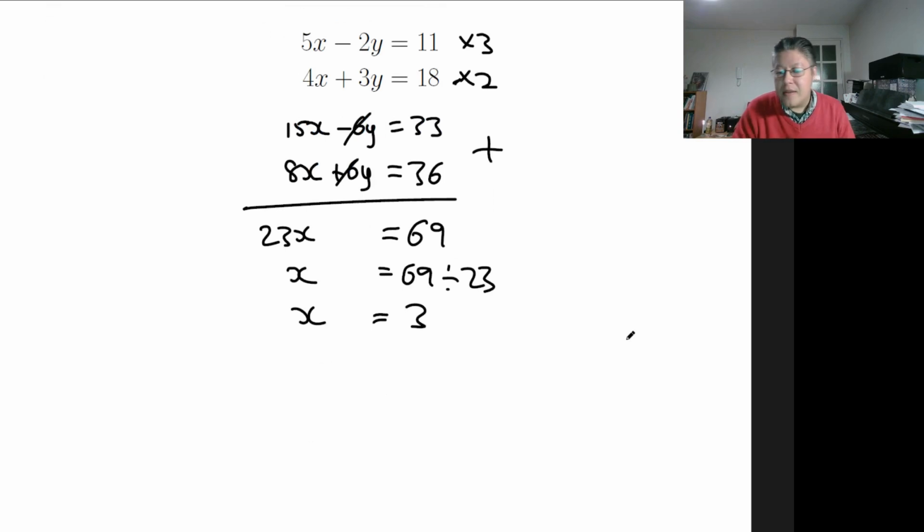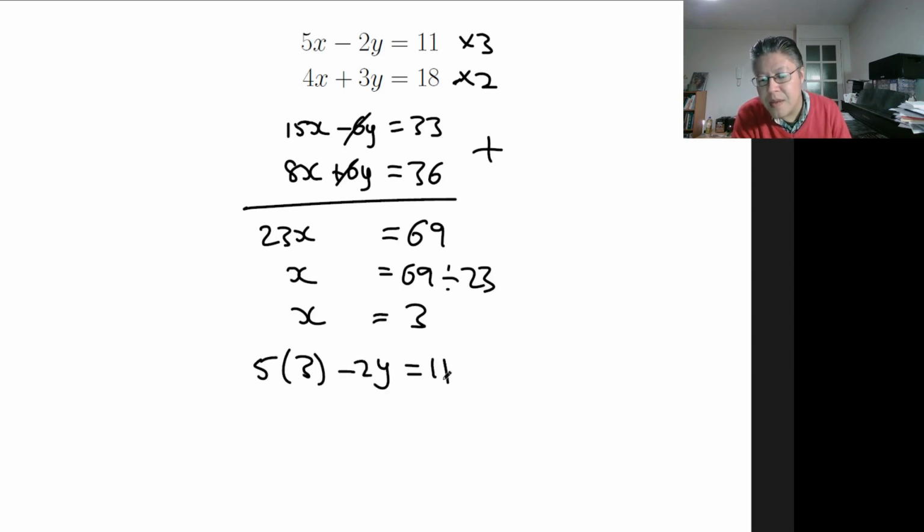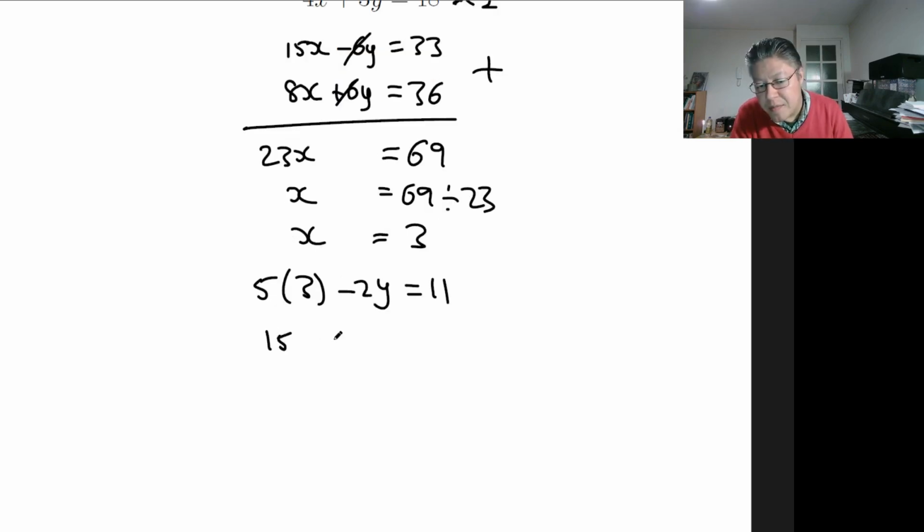So now that we've got x, we can now work out y, and we have a choice of which equation to use. We can substitute this x equals 3 either into the top one or the bottom one. Again, it doesn't matter which one. I'll put it into the top equation. So we get 5 bracket 3, that's the 3 going in for the x, and we can copy the rest. Minus 2y equals 11, and we just have to solve this equation now. So we get 15 minus 2y equals 11.